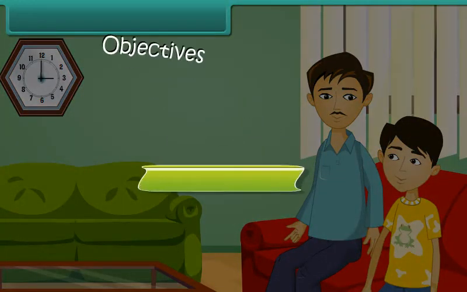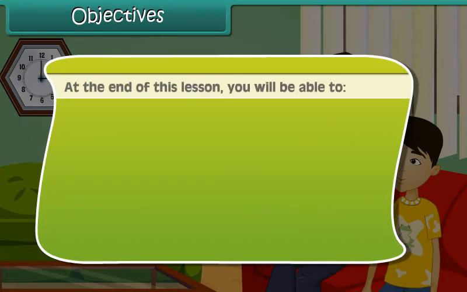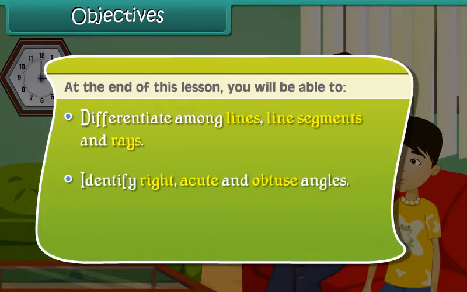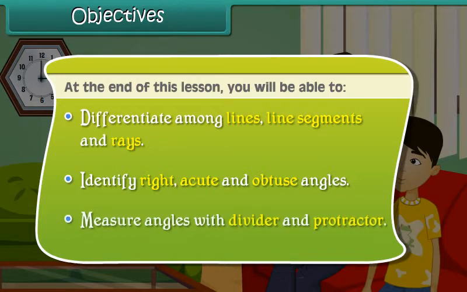Objectives. At the end of this lesson, you will be able to differentiate among lines, line segments, and rays, identify right, acute, and obtuse angles, and measure angles with divider and protractor.